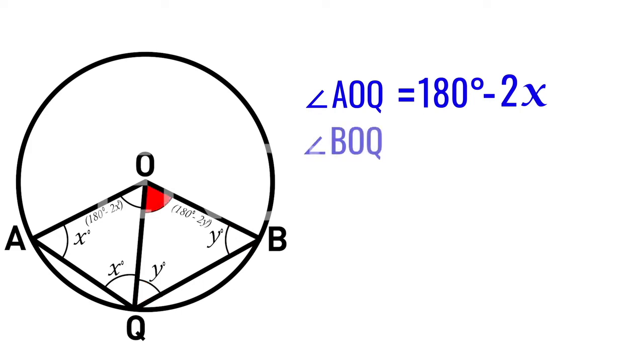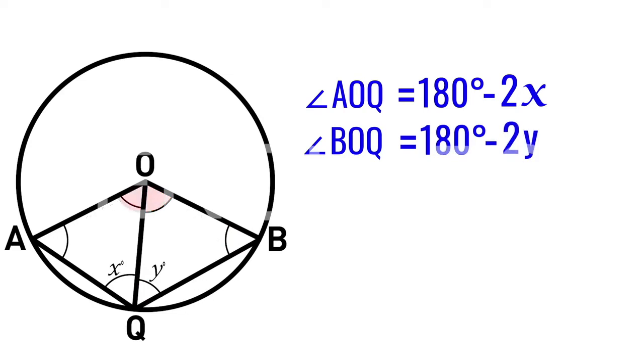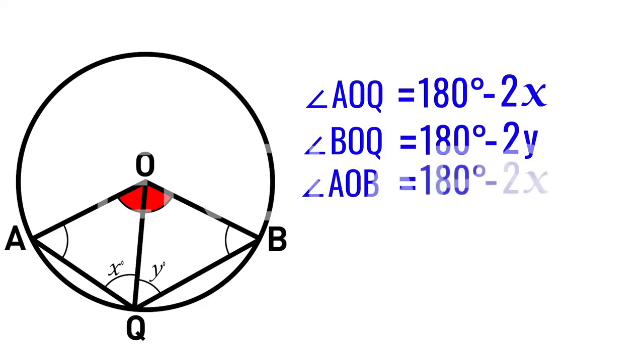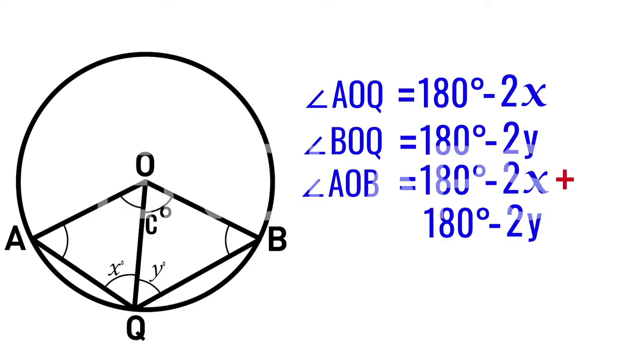Then angle BOQ will be 180 minus 2y. Here angle AOB will be the sum of angle AOQ and angle BOQ. So angle AOB is equal to 180 minus 2x plus 180 minus 2y. Now let us assume angle AOB as C degree as shown.